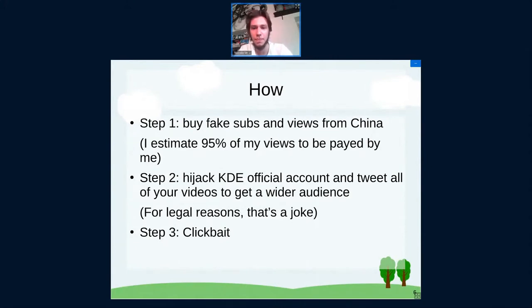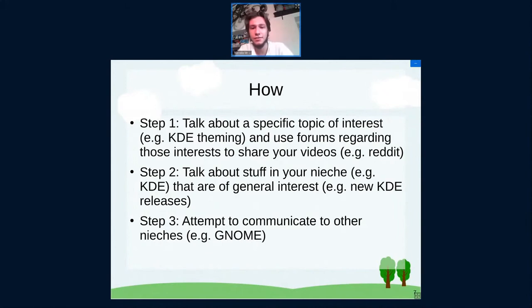So next is how I actually create the community. Step one is to talk about a specific topic of interest. As an example, KDE theming is how I started, and use forums regarding those interests to share your videos, like Reddit. At the beginning, it's very important to have external views, so views coming from links posted somewhere. But after some months, YouTube will start recommending your videos, so it's not as important. But if you want to start, you need to have some kind of community that already exists where you can post your link.